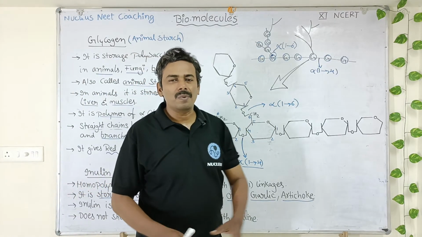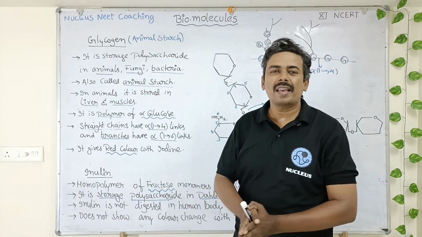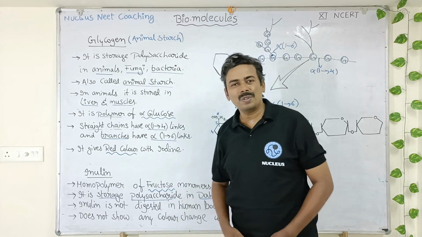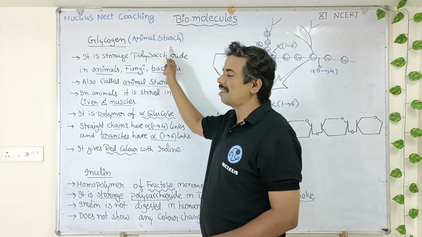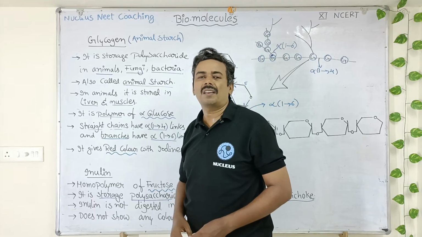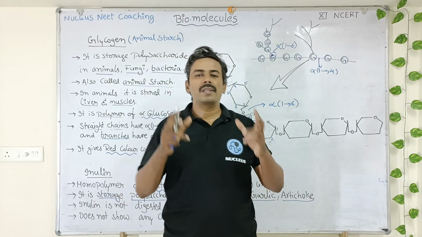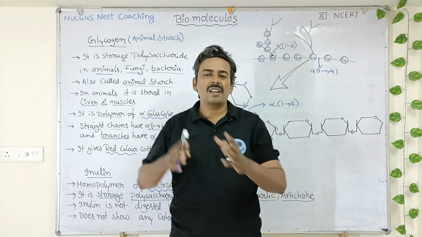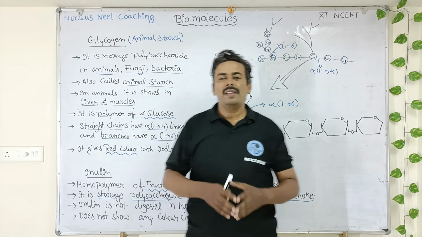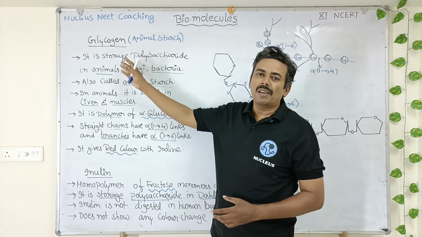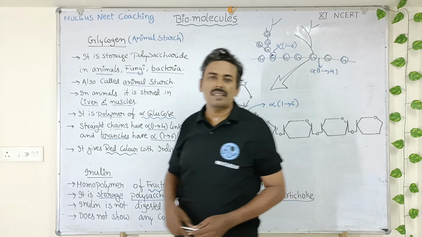Students, now let us discuss another important homopolysaccharide, glycogen. Glycogen is also called animal starch. Why is it called animal starch? It is a very important reserve food material present in animals, just like starch in plants. That's why there is another name for glycogen. It is called animal starch.